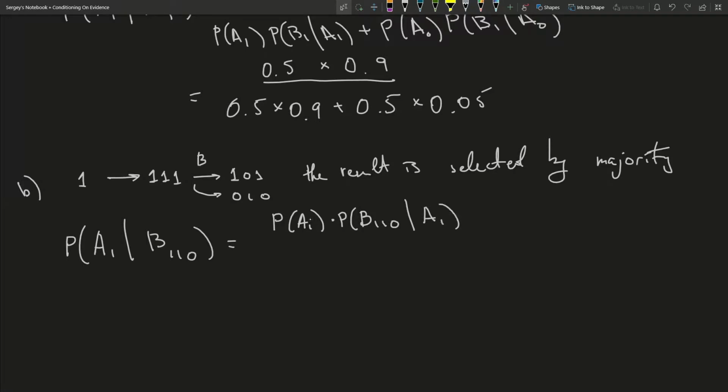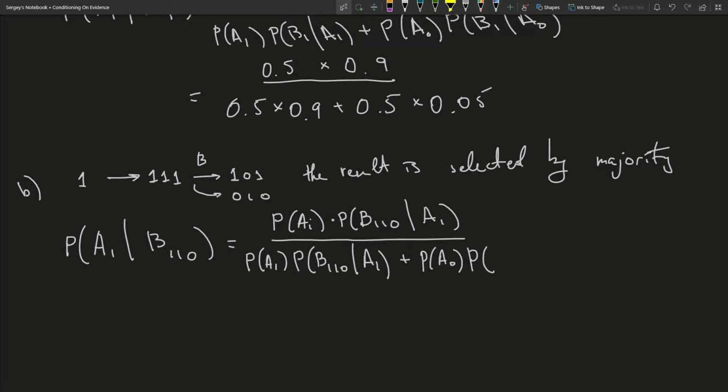So we get the prior probability of Alice sending a 1 times the probability that Bob receives the message 110 given that Alice has sent a 1. Now in the denominator we apply the law of total probability, so we copy over the numerator plus the probability that Alice sent a 0 times the probability that Bob received the message 110 given that Alice had sent a 0. So we know again the prior probability of Alice sending a 1 is 0.5.